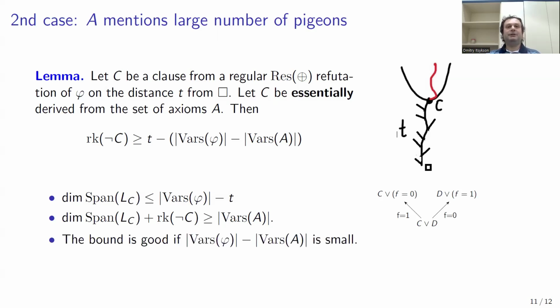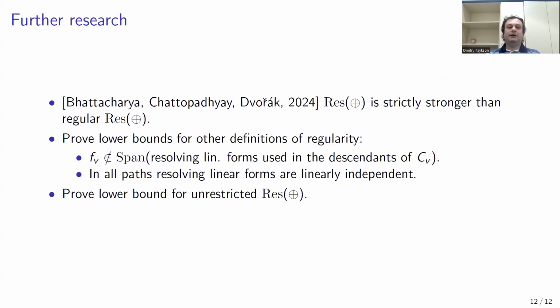The bound given by the lemma is good if A contains almost all variables, and this is precisely our case. Okay. Very recently, it was proved that resolution over parities is strictly stronger than regular resolution. The proof uses our technique combined with some lifting.